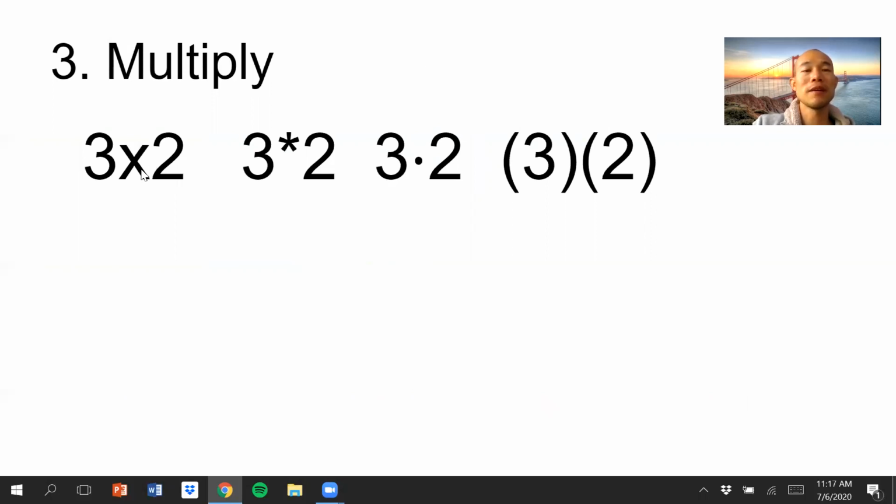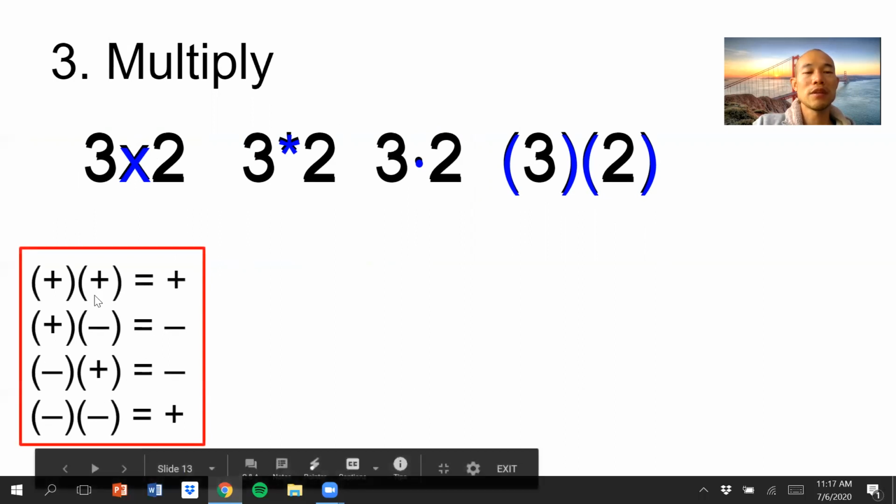All right, for the third skill, you're going to have to multiply. Now multiplication, there's a bunch of different symbols that mean multiply. In elementary school, you may have used an X, but in algebra, X is often used as a variable, so you might see an asterisk, a dot, or numbers in parentheses right next to each other. All of these symbols mean multiplication.